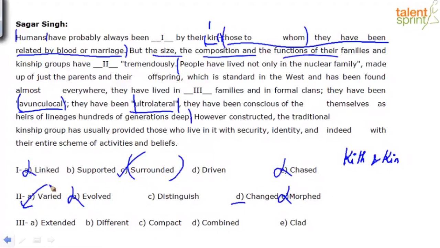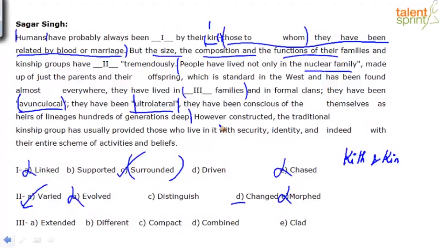Kinship groups have varied tremendously, meaning the next context is giving the variety in which these groups have formed. One is nuclear family, and this is easy, the third blank. What are our options? Extended, different, compact, combined, clad. We obviously know nuclear family. Another variation that we are familiar with is what?